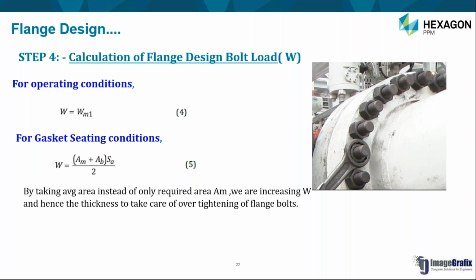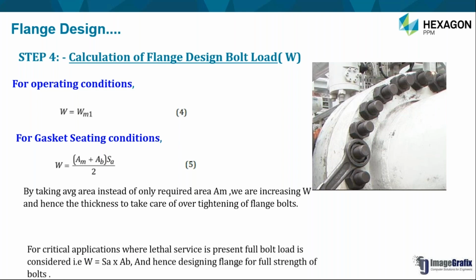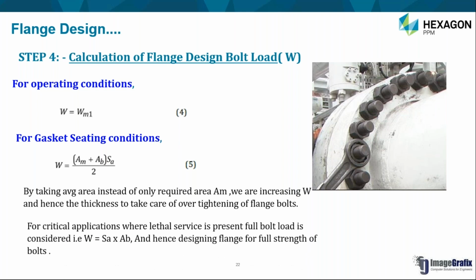But if you observe over here, AM plus AB by 2 is nothing but the average area. So for the required bolt, we should use only AM, and for the available bolt, we should be using AB. But AB multiplied by SA will give us a very high value of W, and we may not be tightening the bolt to the full of its strength.